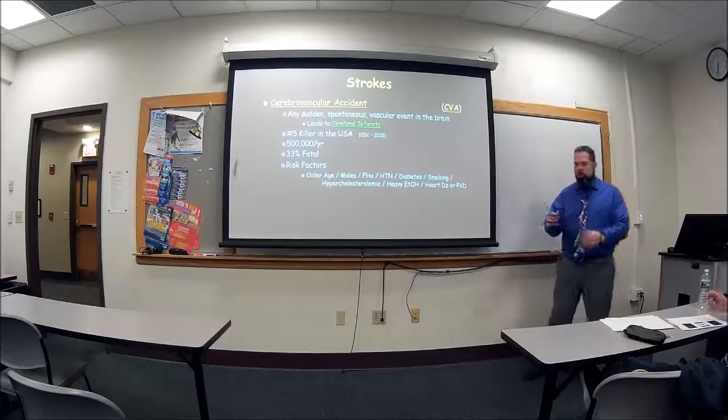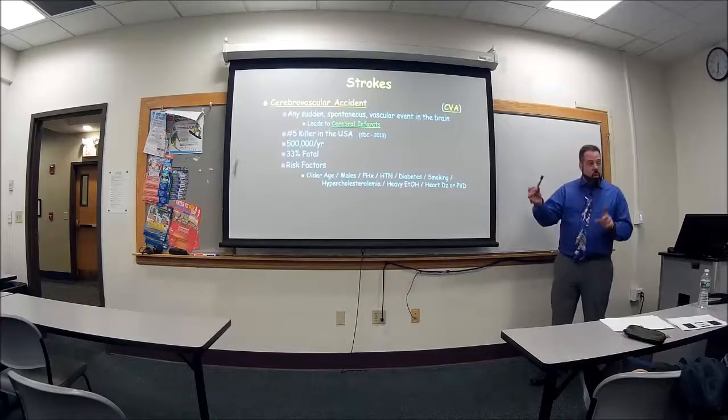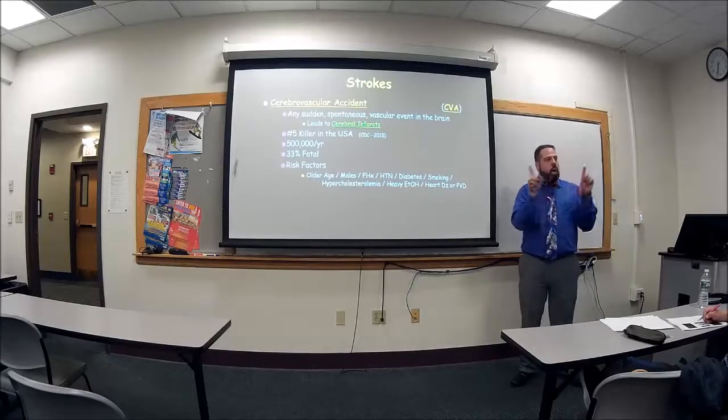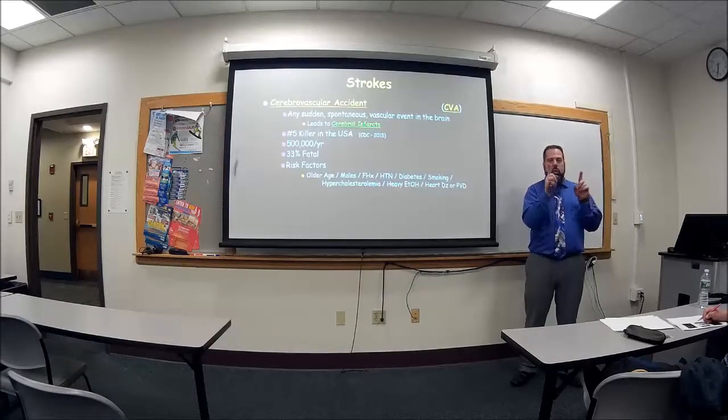Eye movement is all cranial nerves. Cranial nerves do eyeball movements, so if one eyeball is looking this way and the other eyeball is going that way, that's the cranial nerves, not the occipital lobe.